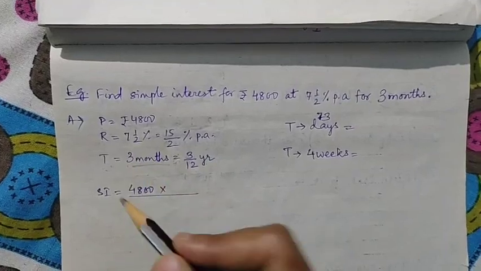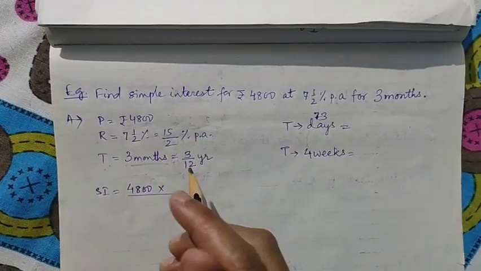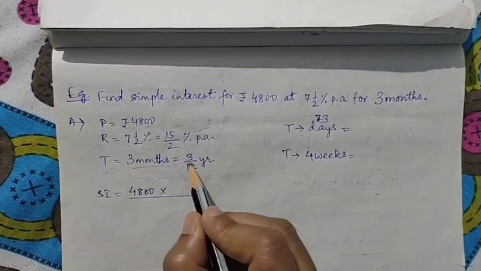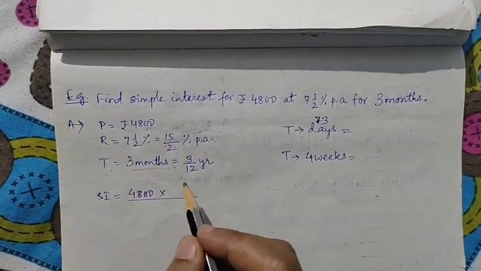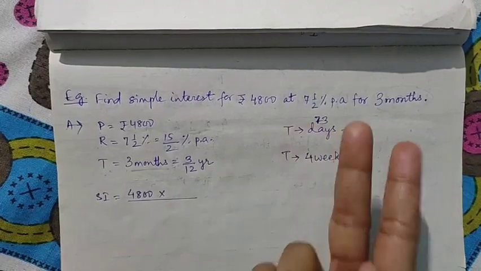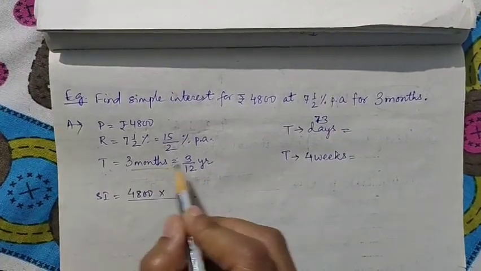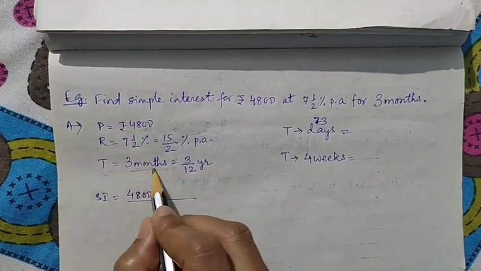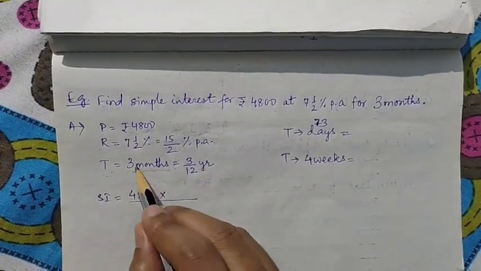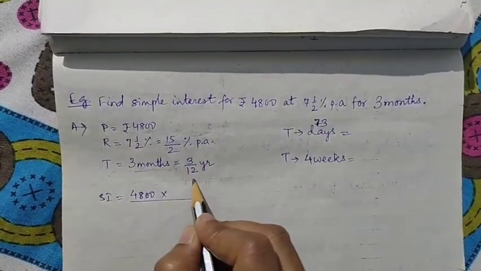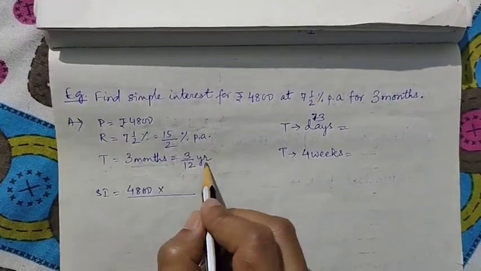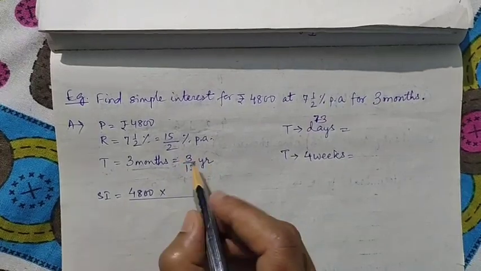So how many years is 3 months? It is less than 1 year. So how to convert months into year? You have to divide by 12 because in 1 year there are 12 months. So year and month have a relation. 1 year equals to 12 months. So to convert months into year, you have to divide 3 by 12. So this will convert into year. The month will be converted into year. Then you can solve it.